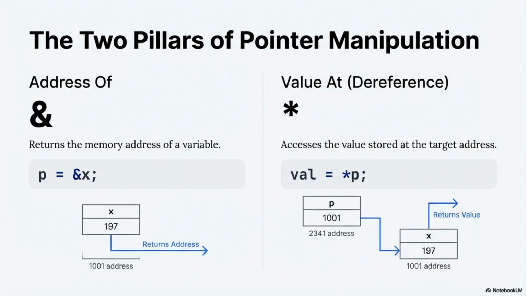target address. The two pillars of pointer manipulation are the address of operator, `&`, which returns the memory address, and the value at operator, `*`, which accesses the value stored at the target address. This is also known as dereferencing.